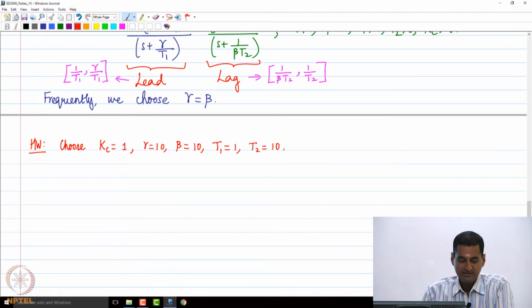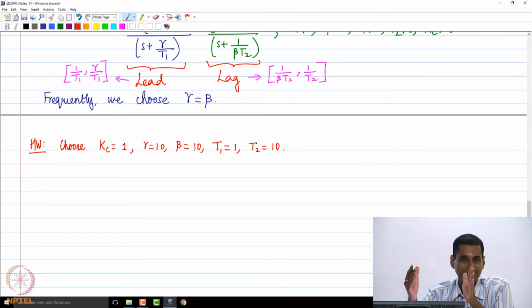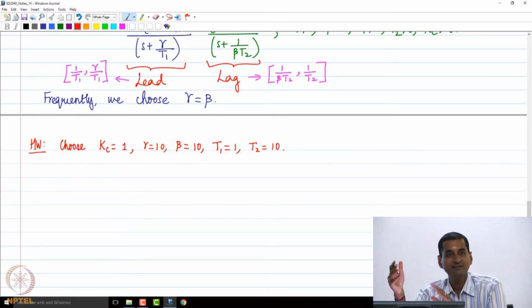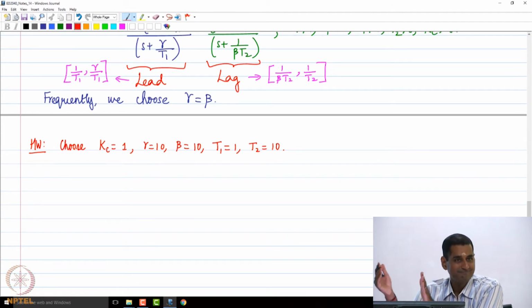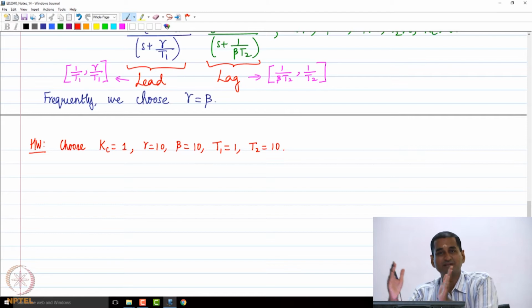So let's say we choose T2 and T1 in this fashion. I am choosing 1 by T1 and 1 by T2 to be 1 decade away. The lead compensator will have a slope in the magnitude curve 1 decade from 1 by T1, and similarly the lag compensator will have its frequency range of interest 1 decade below 1 by T2. So that's how we split them into 3 equal components.